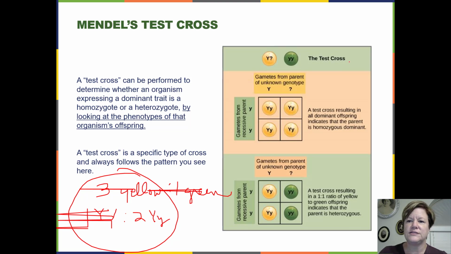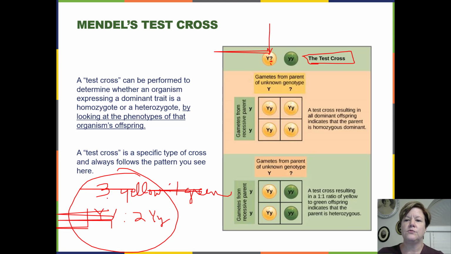So what he did was he set up a test cross. I know the word test cross sounds like it could mean anything, but test cross is a specific kind of cross where you have an individual who has a phenotype that is the dominant allele phenotype, but you don't know what their exact genotype is. That's why on this one they put big Y and then a question mark, because we don't know what this second allele necessarily is. So he had a whole bunch of plants that were yellow, but he wanted to know how many of them were homozygous for the yellow allele and how many of them were heterozygous.